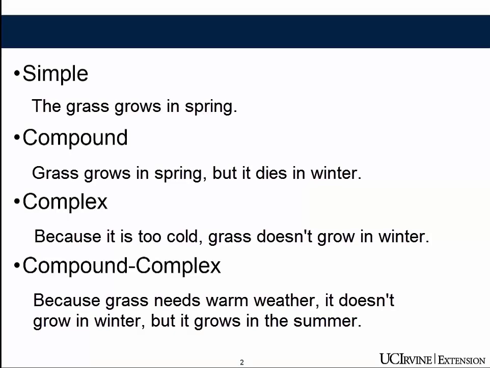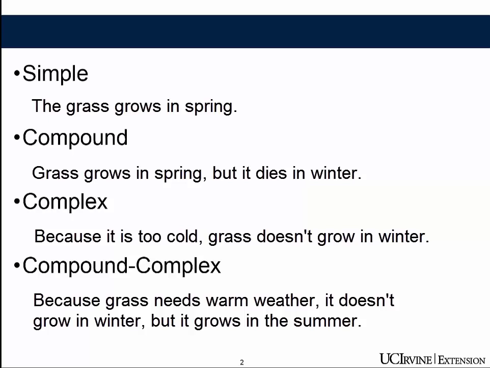We have a simple sentence, which has a subject and a verb. "The grass grows in spring" has one subject, the grass, and the verb grows. Now we can have compound subjects and compound verbs, and those are still simple sentences. Even if I have 2 things here, "the grass and the trees grow in spring" is still a simple sentence because it's just a compound subject, the grass and the trees.